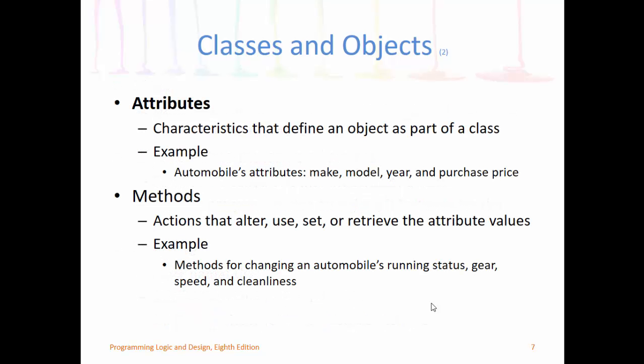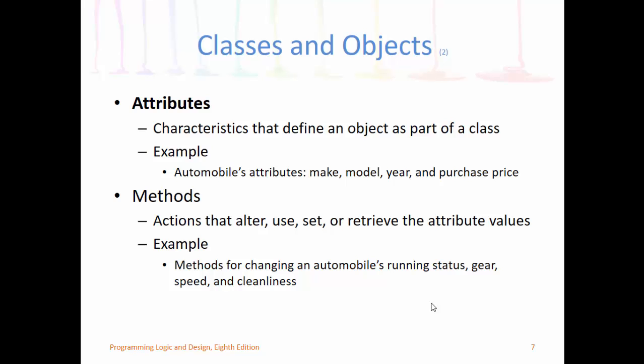Attributes are characteristics that define an object as part of a class. For example, an automobile class might have attributes of make, like Chevrolet or Ford. Another attribute might be model, like Impala or Mustang. And year, purchase price, etc. are other examples of attributes.